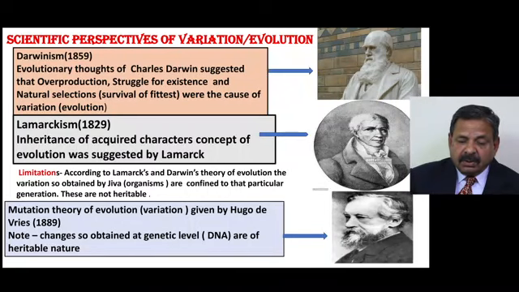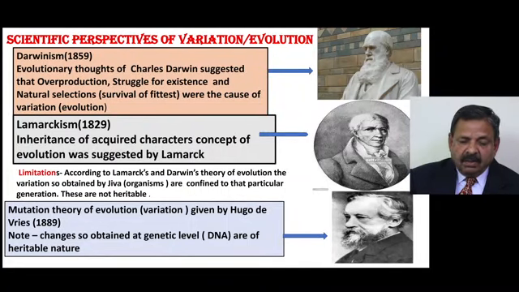According to Lamarck's theory, the variations so obtained by the organism are confined to a particular generation, because those changes take place at the somatic level, the physical level, not at the genetic level, so they are not heritable. This is the limitation for both these theories. Whatsoever changes we obtain by physical means are not inherited, because only the changes going on at the genetic level or the DNA level will be inherited from one generation to another generation.